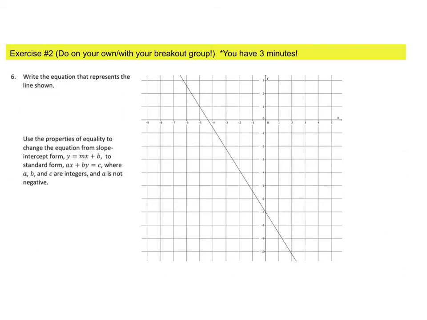All right, exercise 2, same thing. Please write your equation for your line in slope-intercept form by identifying your slope and your intercept. And then for part 2, please take that format and change it from slope-intercept form to standard form, making sure that a is not a negative. Okay? Take a couple minutes to do this, and then we will go over it together.